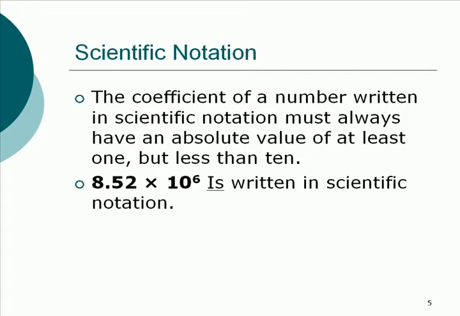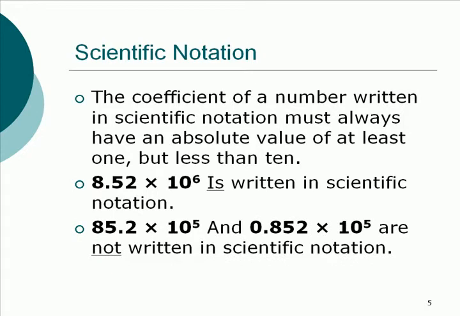Now I said that there were two criteria. The second one goes without saying. The second criteria is that that power of 10, in this case it's a 6, it has to be an integer. We couldn't write a decimal value in that exponent, but that one usually is assumed to be true anyway. These two numbers are not in scientific notation. 85.2 times 10 to the 5th. What's wrong with 85.2 times 10 to the 5th? The coefficient is too large. And the second one, 0.852 times 10 to the 5th. That one's not in scientific notation because? The coefficient's too small.